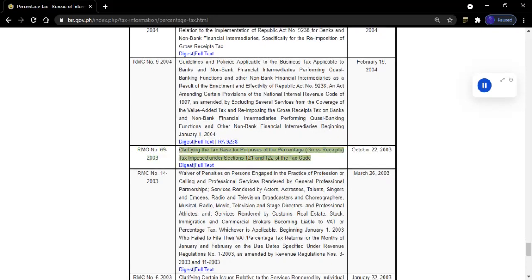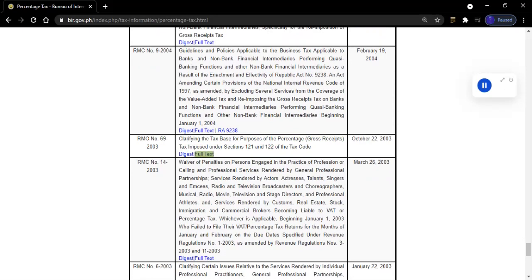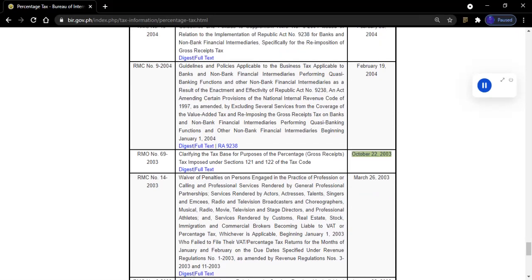RMO No. 69-2003. Clarifying the tax base for purposes of the percentage gross receipts tax imposed under Sections 121 and 122 of the Tax Code. Digest. Full text. October 22, 2003.